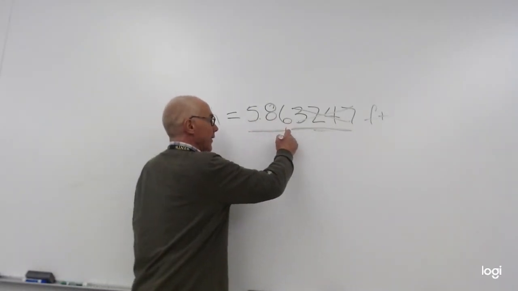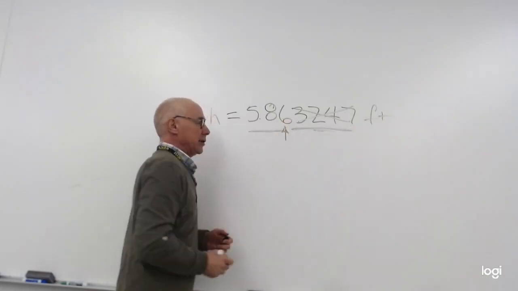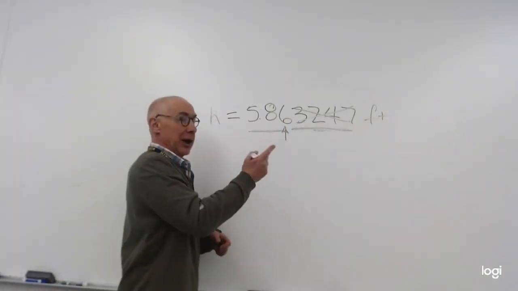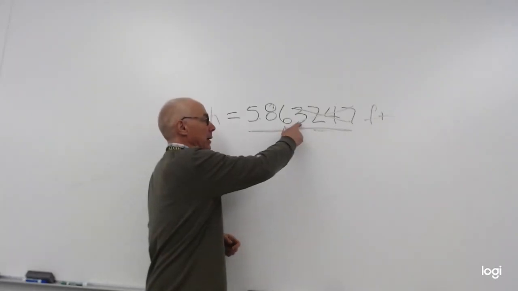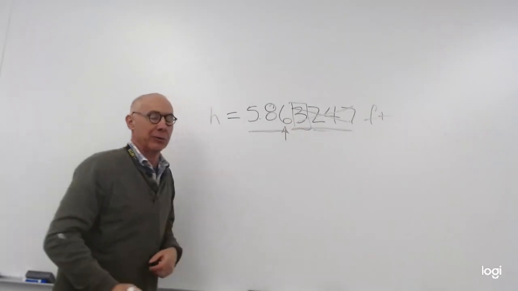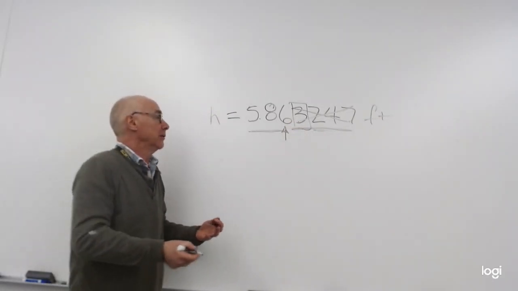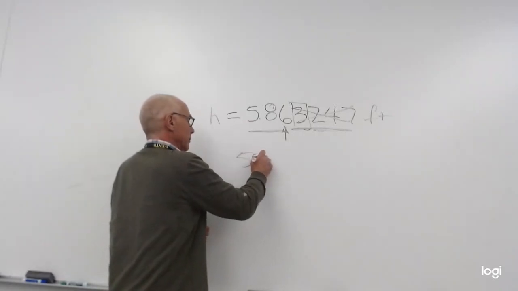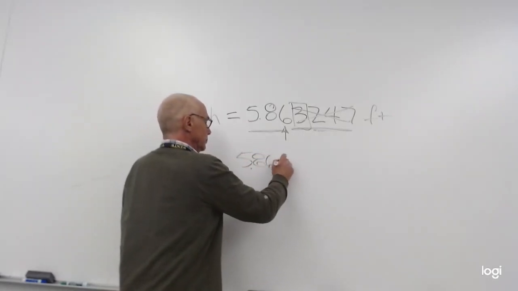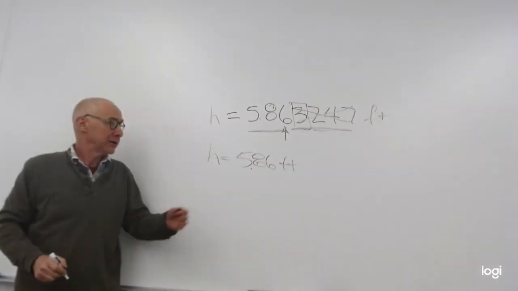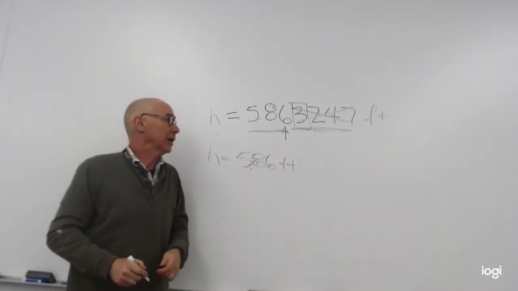So that would be 1, 2, 3 significant figures. And then the value of this last figure is going to be either rounded up or rounded down, depending on what the value of the next digit over is. In this case, we have a 3. So we're going to round down to 5.86 feet as our reported height to 3 significant figures.